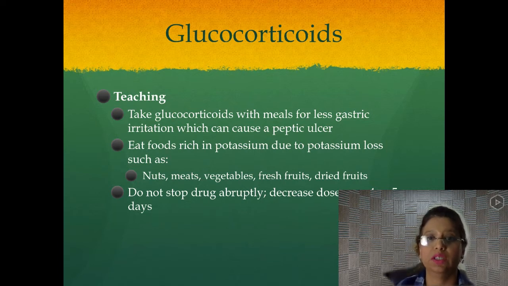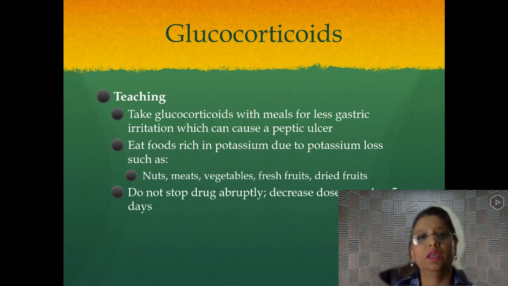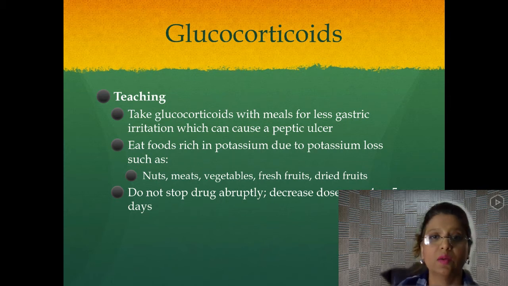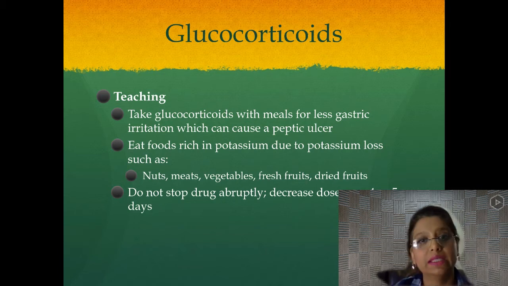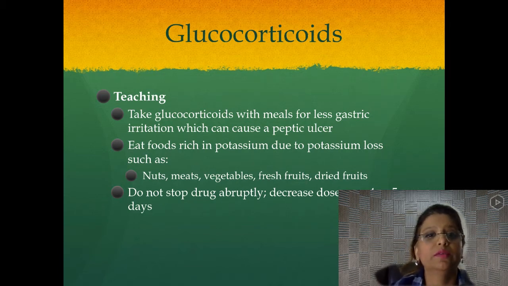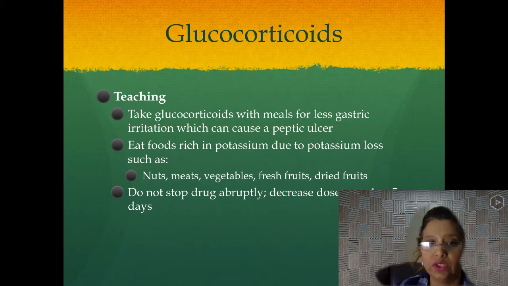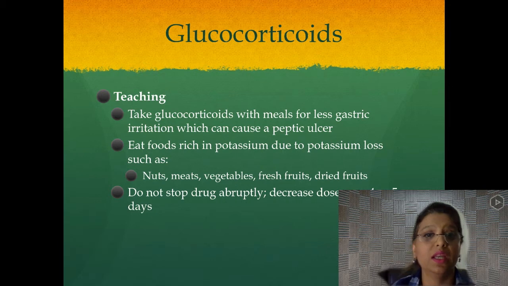So what are we going to do? We are going to make sure that we balance our meals. We eat a proper diet with prednisolone, or any kind of glucocorticoids, and we take it with food so that it doesn't mess up my stomach, right? Eat foods that are rich in potassium. What foods are rich in potassium? Nuts, meats, vegetables, fresh fruits, dried fruits, bananas. Bananas and oranges are really high in potassium.